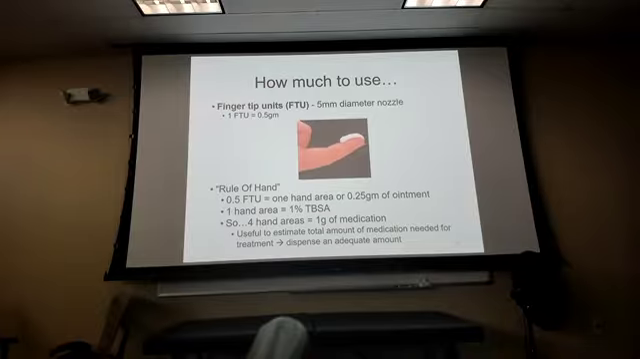FTU, fingertip units. You can say other stuff, but don't say those ones, okay? FTU. So that is a 5 millimeter diameter nozzle. So 1 FTU equals 0.5 grams. This is a crazy one to measure out, where you're going to use it and do those things. I don't like to get into all that crazy stuff. So know that 1 FTU is 0.5 grams.